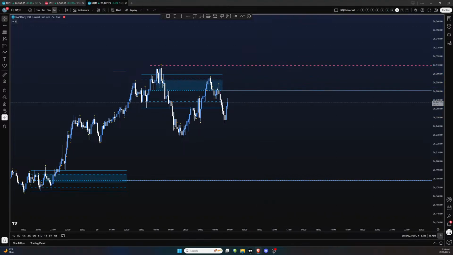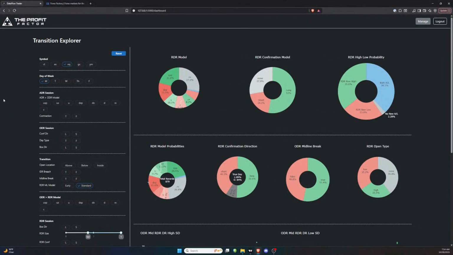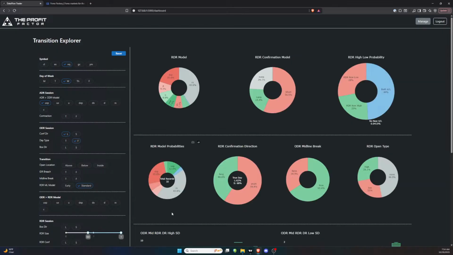So let's take a look at the data for today. It's Wednesday. So we have upside X plus between ADR and ODR. We have long confirmation, and we have a false day. Let's bring up my tool. This is my proprietary tool with all my data. It's Wednesday, and we had upside X plus, long, false day. So our largest likelihood here is range expansion, and the next most likely is downside X plus.